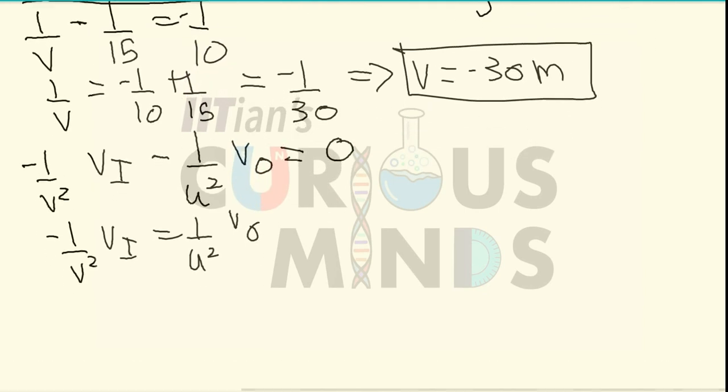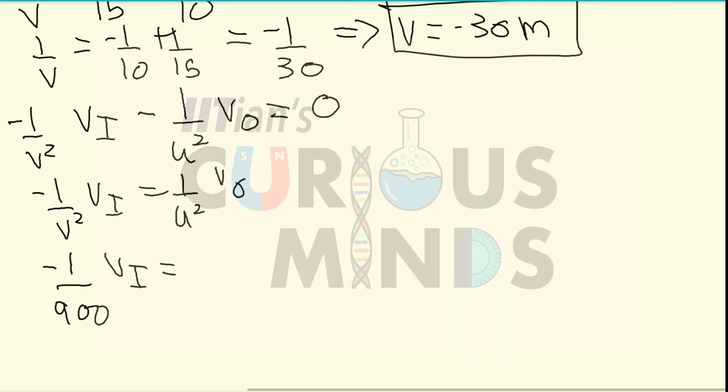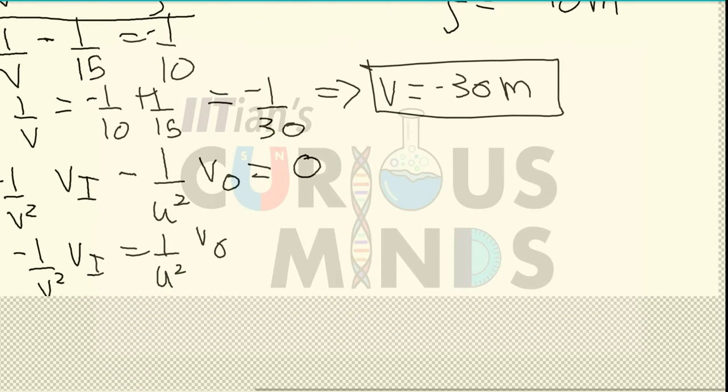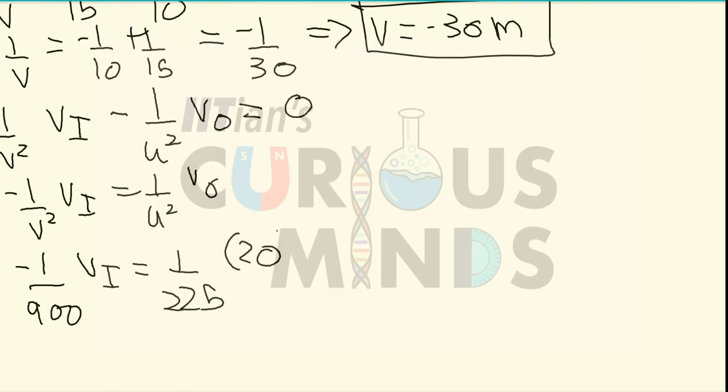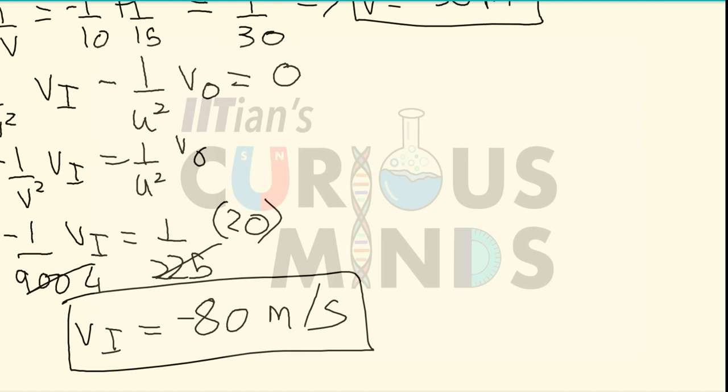Let us substitute the value. v is equal to minus 30, so when I square this term, it will be minus 1 by 900 into the velocity of the image, which is unknown. The object is situated at 15, so it will be 1 by 15 the whole square, which is 1 by 225, into the velocity of the object. The object is approaching at a rate of 20 meter per second, which is positive. So this will give me the answer: the velocity of the image will be equal to minus 80 meter per second. This will be the velocity of the image when the object is moving towards the mirror at 20 meter per second.